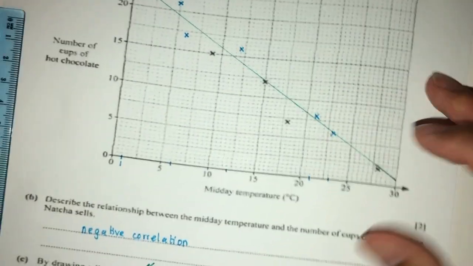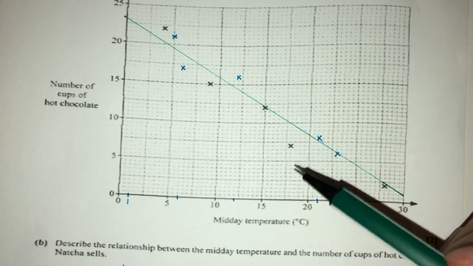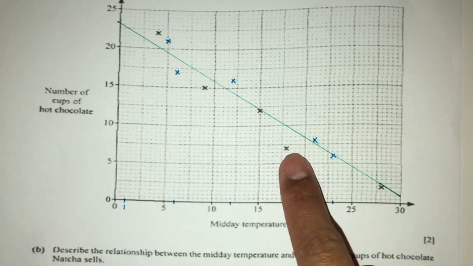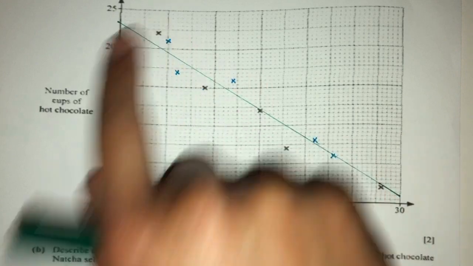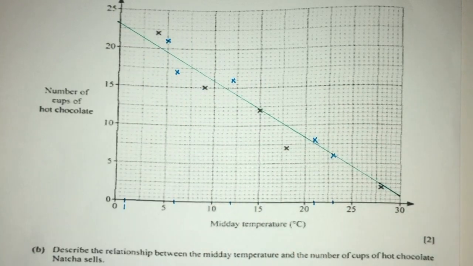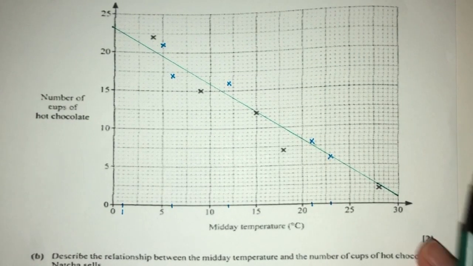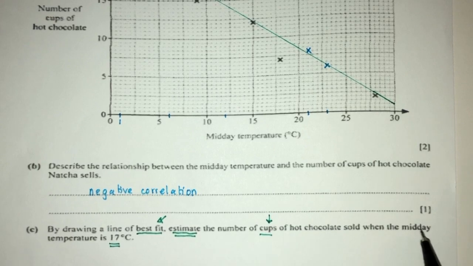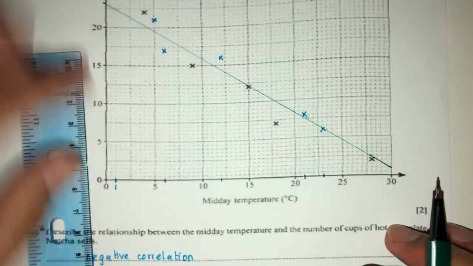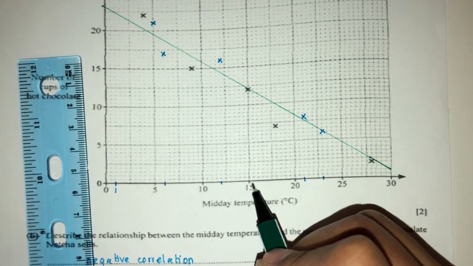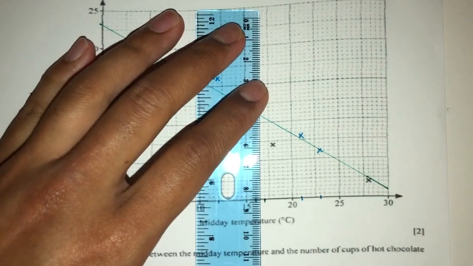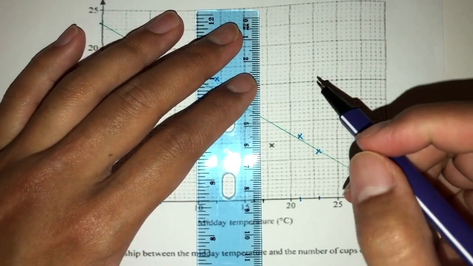It is in such a way that it passes exactly in between. It is evenly distributed at the top and at the bottom. You can see we have 1, 2, 3, and 1, 2, 3, so they are equally on both sides. That will be my line of best fit. Now using the line, we have to find the cups, which is on the y-axis, when the temperature is 17 degrees. Here we have 15, 16, and 17 is right here. Of course, you have to show how you find your answer. 17 will be this one.